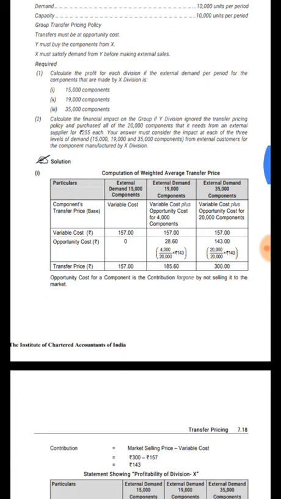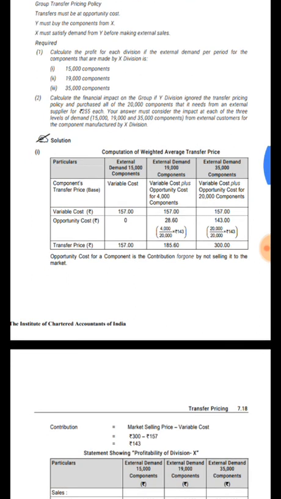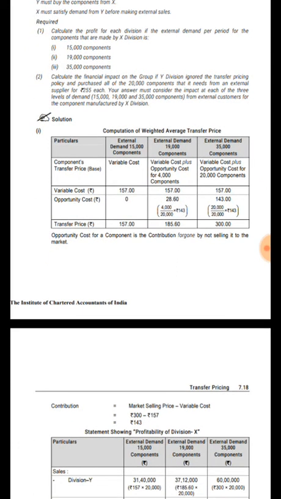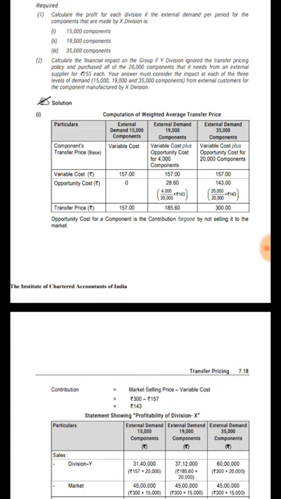But if demand is 19,000, it will be variable cost plus opportunity cost for 4,000 components. For the first 15,000 it is 157 variable cost, but for the additional 4,000 there is an opportunity loss, because that 4,000 they could otherwise have sold in the outside market. So that's 4,000 divided by 20,000 into 143. That much is the opportunity cost.